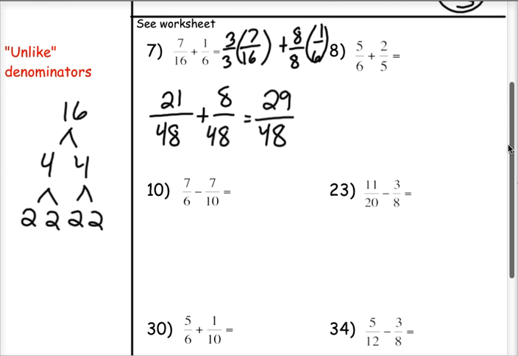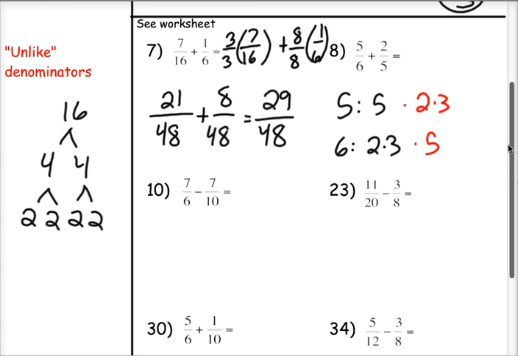So for number 8, first thing I'm going to do is look at each denominator because they are different. 5 is just 5. 6 is 2 times 3. So I'm going to look to see what is each missing that the other one has. Well, the 5 is missing 2 times 3 that the 6 has. And what is the 6 missing? Well, the 6 is missing the 5.